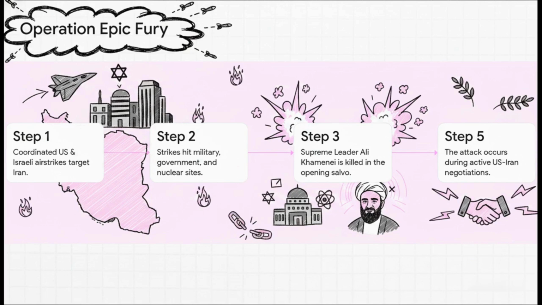But here's the really controversial part. This all happened while diplomatic negotiations were actually taking place. Some analysts think it was a calculated risk, a move to cripple the regime before it could agree to a deal that some in the West saw as too weak.